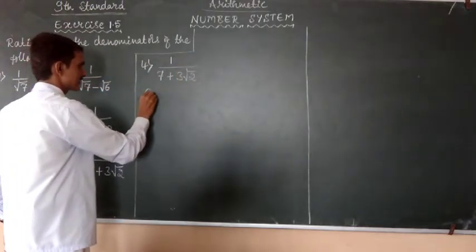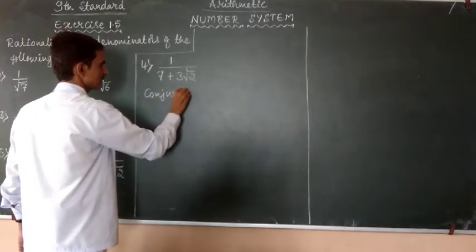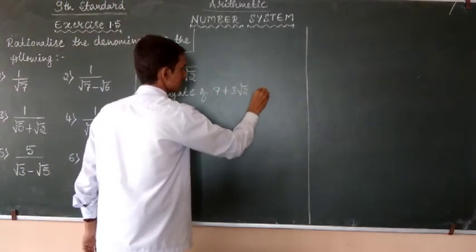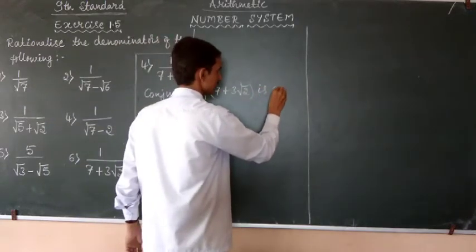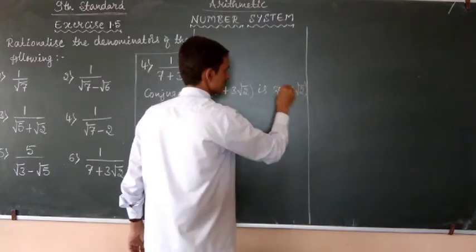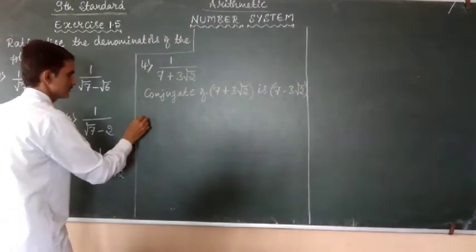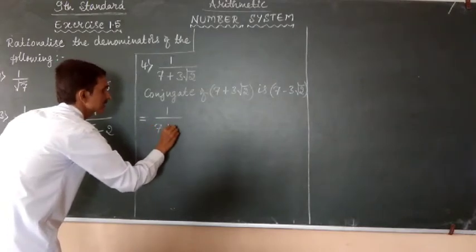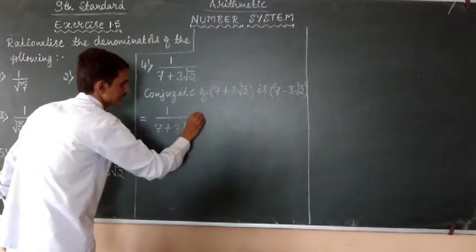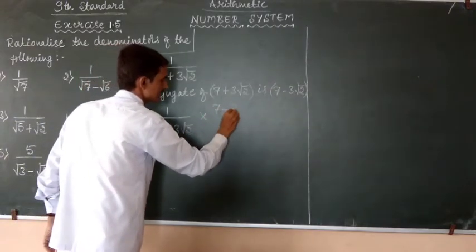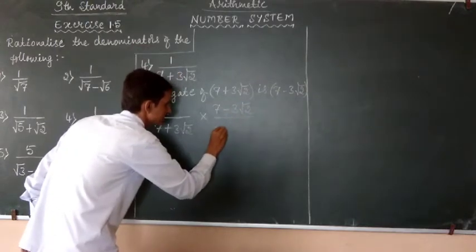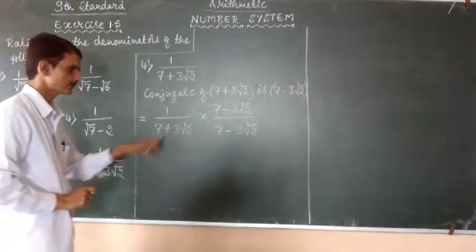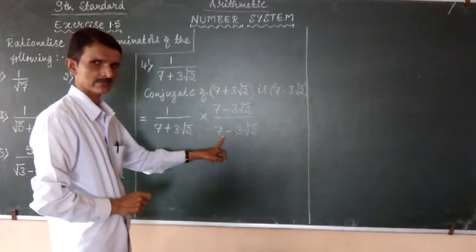Now write the conjugate of 7 plus 3 root 2, which is 7 minus 3 root 2. Now multiply this conjugate to both the numerator and denominator. It becomes 1 by 7 plus 3 root 2 into 7 minus 3 root 2 by 7 minus 3 root 2.